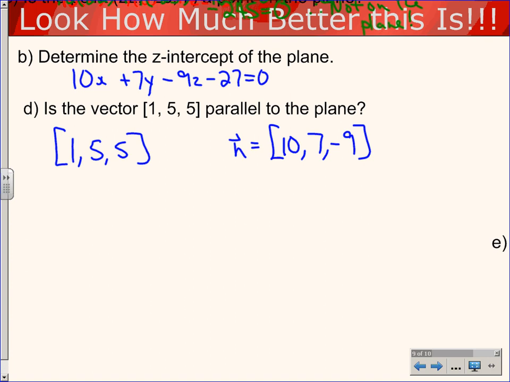So is that vector perpendicular to (10, 7, -9)? And the way you check that is you do the dot product. And what do we get? Oh, we did do this question, didn't we? I remember it working out so nicely. Minus 45, we get an answer of 0.